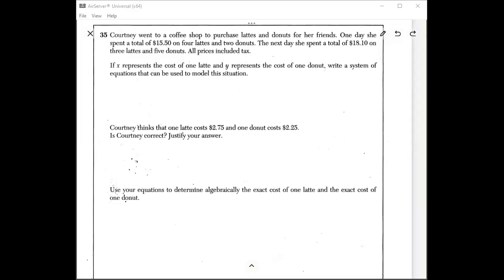I want to do the last question from the June 2024 Regents exam. This is question number 35. This is a word problem. They like to have word problems. Usually it's a system of linear equations.